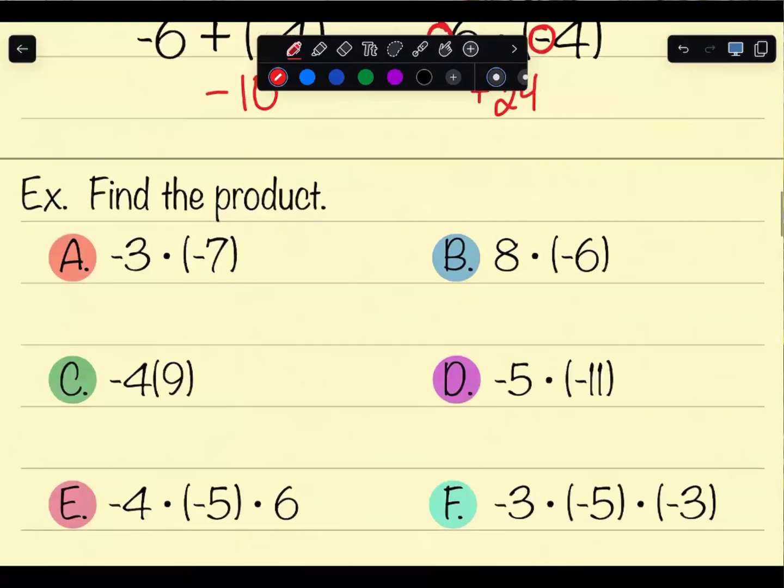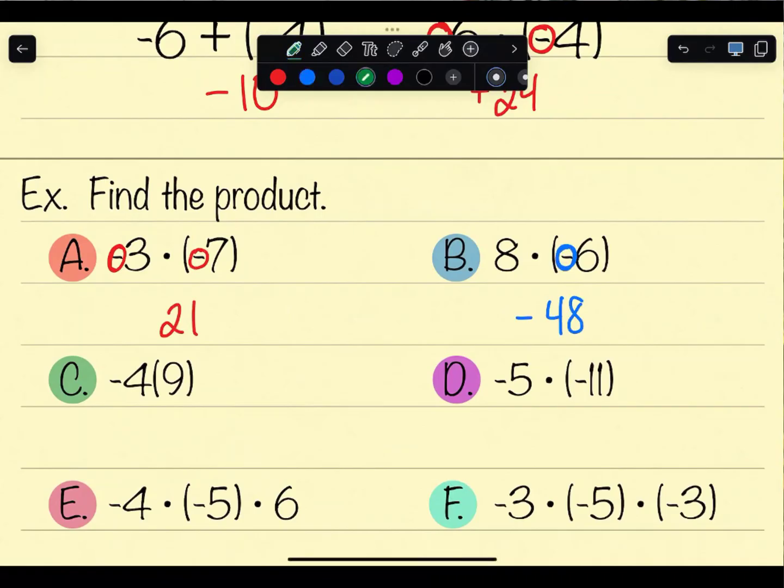So let's find some products. -3 times -7. Well, 3 times 7 is 21, and two negatives will make a positive. 8 times -6. 8 times 6 is 48. But I only have one negative, so my answer is going to be negative. It doesn't have anybody to pair up with.